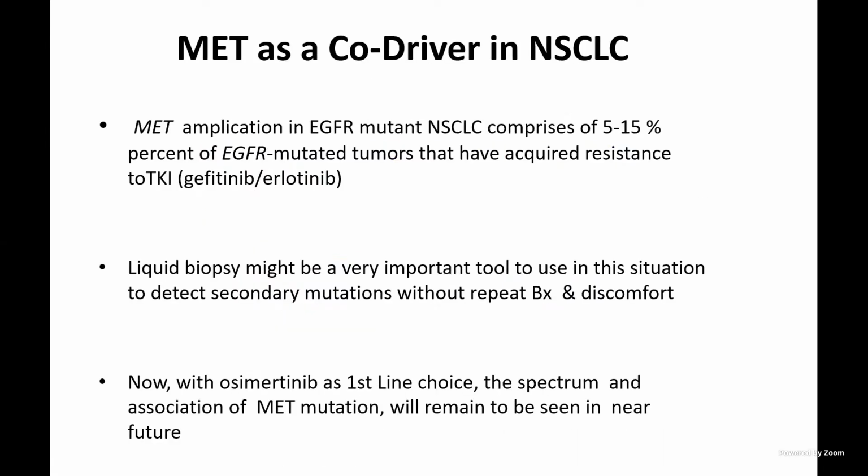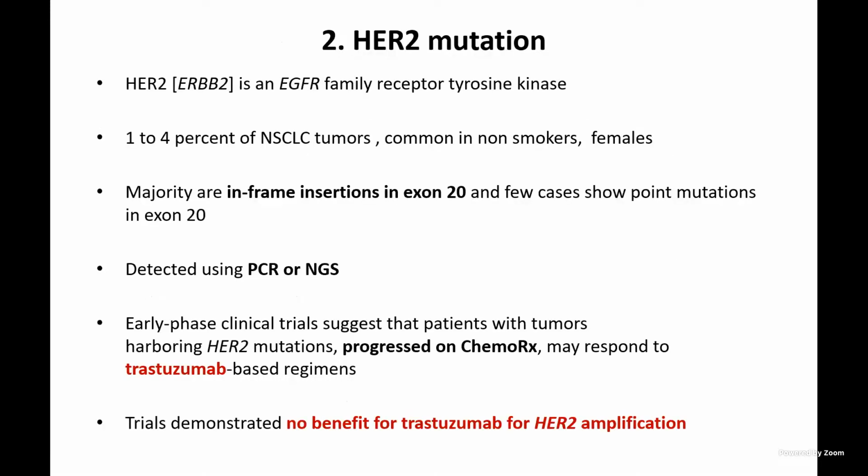So MET is also a co-driver in NSCLC. MET amplification in EGFR mutant NSCLC comprises 5 to 15% of the EGFR mutated tumors that have acquired resistance to TKIs. And liquid biopsy might be a very important tool to use in this situation to detect the secondary mutations without repeat biopsy and discomfort. And now with osimertinib as a first line of choice, the spectrum and association of MET mutation remain to be seen in the near future.